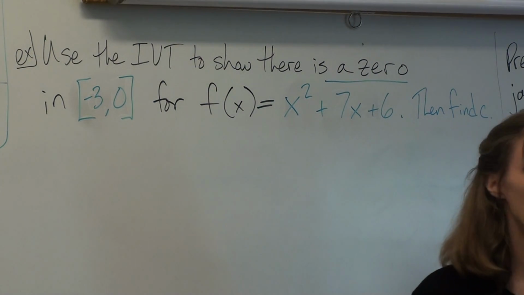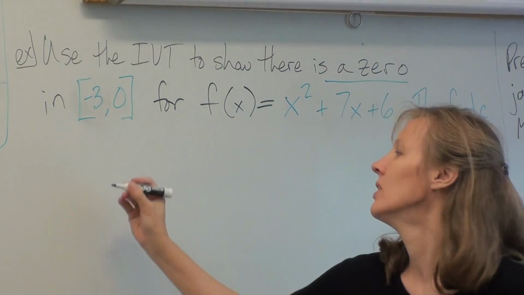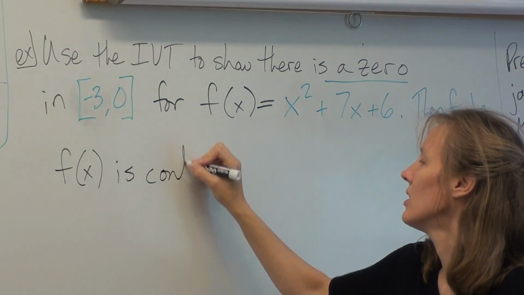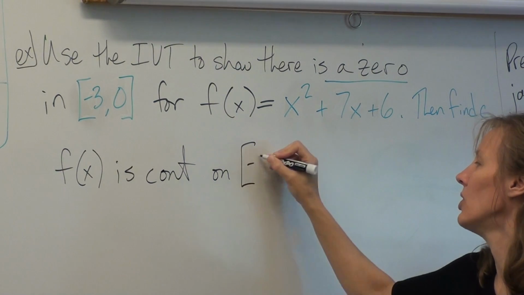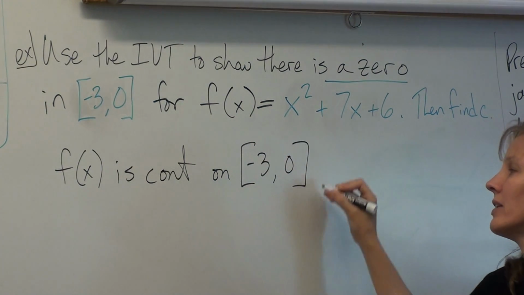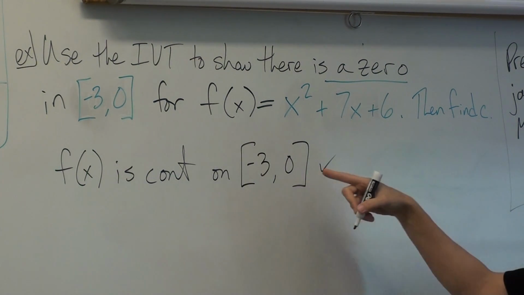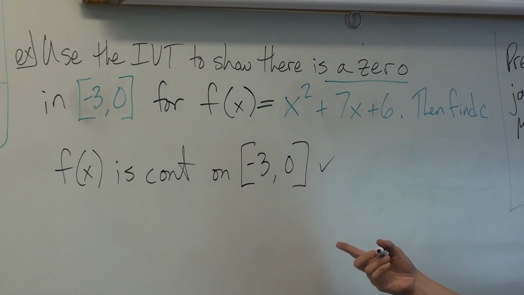What's the first thing you have to write no matter what? f of x is continuous on the closed interval. It can be discontinuous outside the interval. It just has to be continuous on that interval. Alright, check. Everyone write that? Yes. Okay, that's worth at least a point, right?